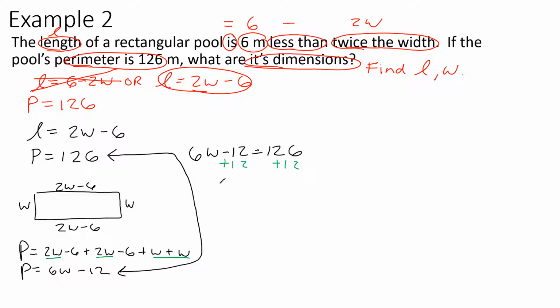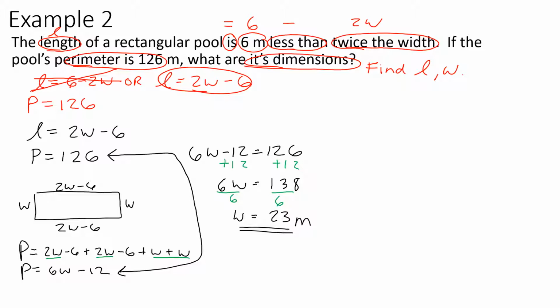That gives me 6W equals 138. Dividing both sides now by 6, I solve for W, and W equals 23. So the question was find the length and width. Well, there's part of the answer. The width is 23 meters. So now let's find the length.